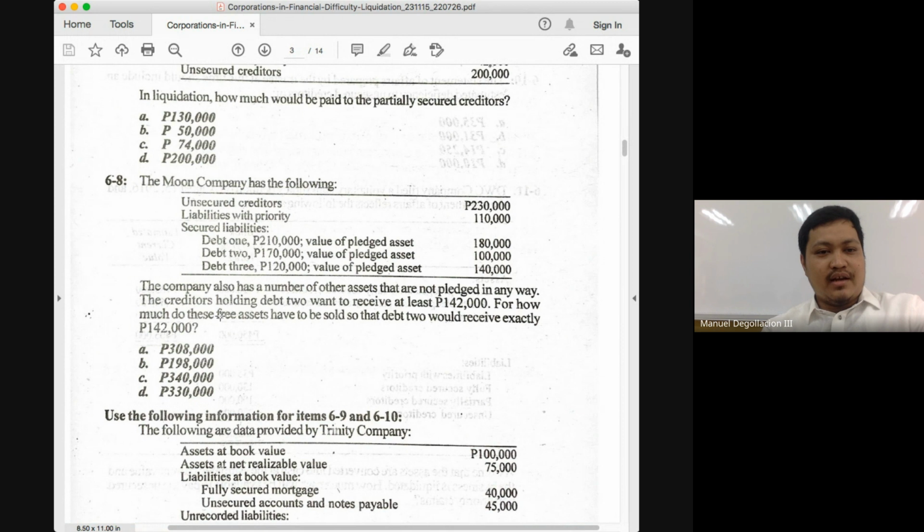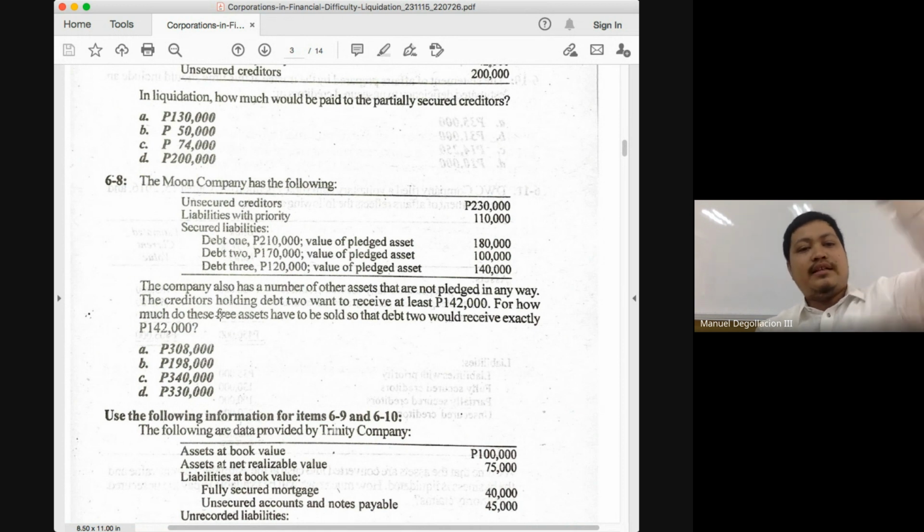Let's go over the narrative information first. The company also has a number of other assets that are not pledged in any way. The creditors holding debt 2 want to receive at least 142,000. For how much do these free assets have to be sold so that debt 2 would receive exactly 142,000? Many students would find this problem difficult mainly because it involves algebra. It's not even a difficult algebra, but simply you're forced to work back.